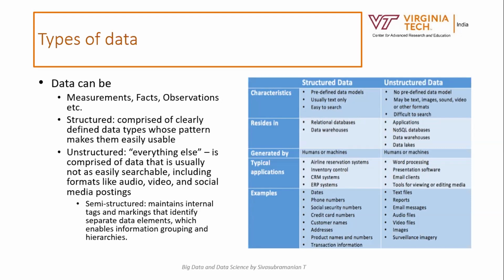Typically structured data and unstructured data are both generated by humans or machines. And the examples and applications you could see here. A date, a phone number, an Aadhaar number, a credit card number are all structured data. Whereas unstructured data is a typical text file, reports, email messages, images, surveillance images, etc. What are the applications that process these kinds of data? If it's structured data, any of the computer applications like CRM systems, ERP or reservation systems. Whereas unstructured data could be anything: word processing, PowerPoint presentations, email clients. All these things are examples.